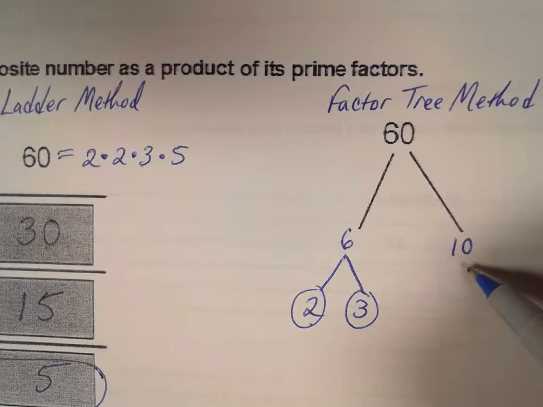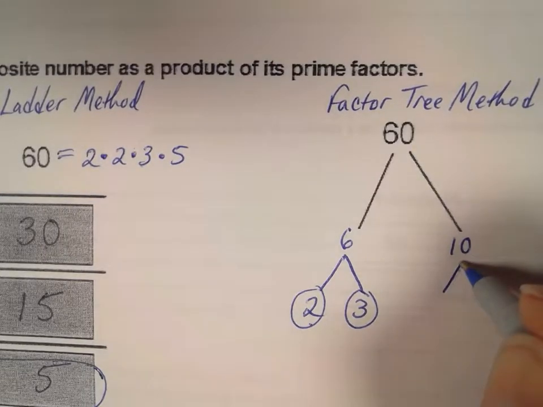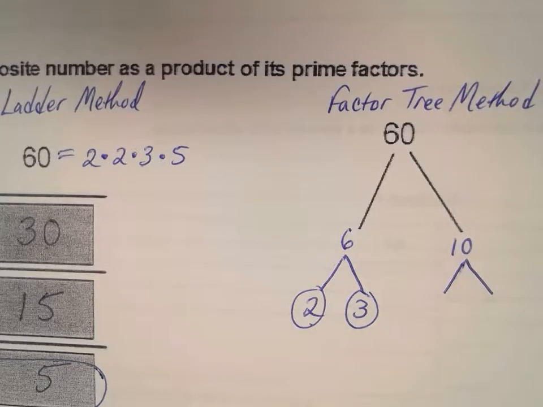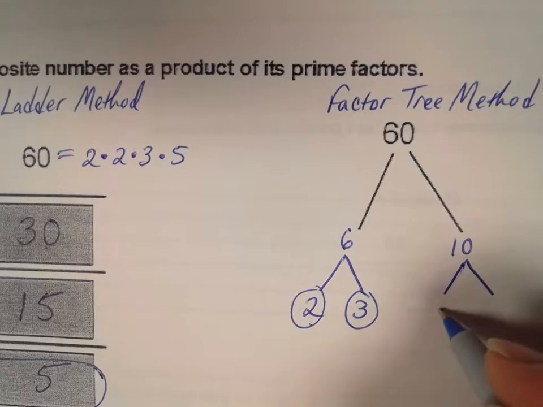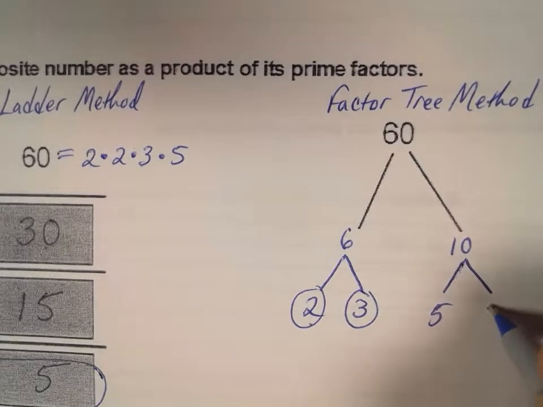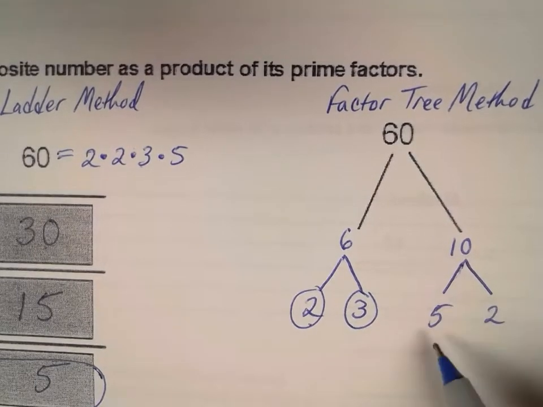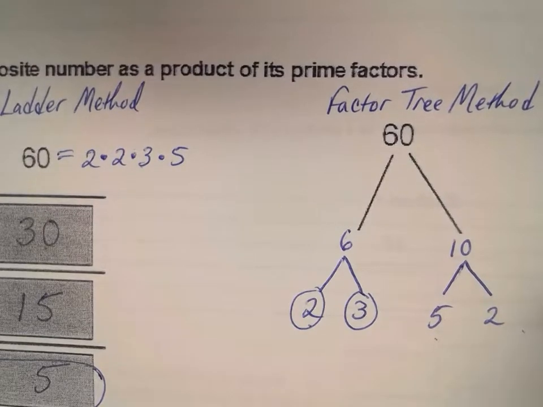But over here I have this 10. Is 10 prime or composite? Oh, it's composite. We need to break it into 2 branches. Something times something gets me 10. Oh, I know. 5 times 2. And really, it wouldn't matter if you had the 2 on this side and the 5 on that side. It should still work out.